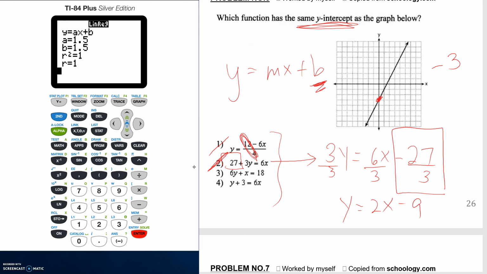In number 4, if I want y by itself, it's the 3 that has to move. When it moves, this is my equation. It becomes -3. Doesn't it have that same y-intercept of -3? And that's why 4 is our answer. It has the same y-intercept because it has a y-intercept of -3.